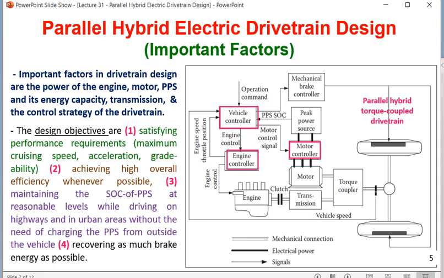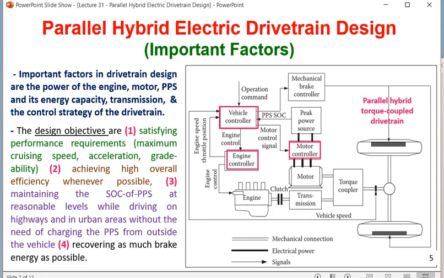Number 1 is satisfying the performance requirements, that is the maximum cruising speed, acceleration and gradability, which are demanded by the driver. So that is the first and foremost requirement, that is satisfying the performance requirements, maximum cruising speed, acceleration and gradability as requested by the driver.